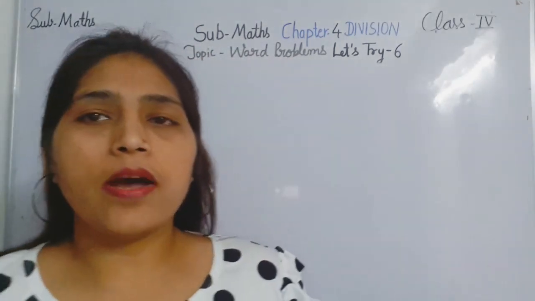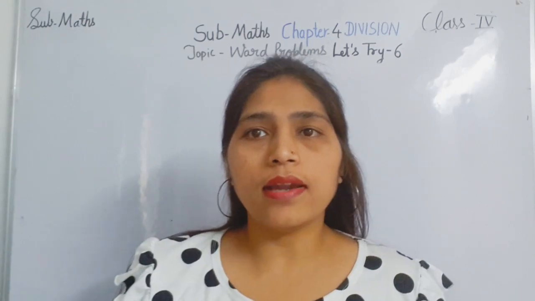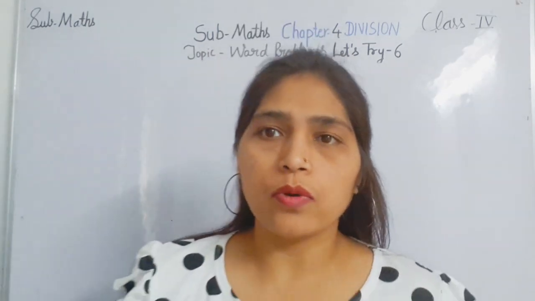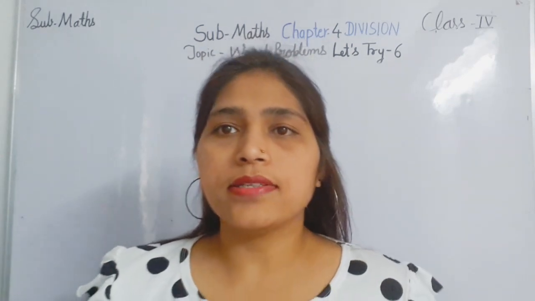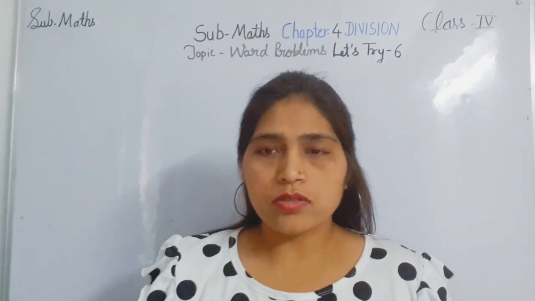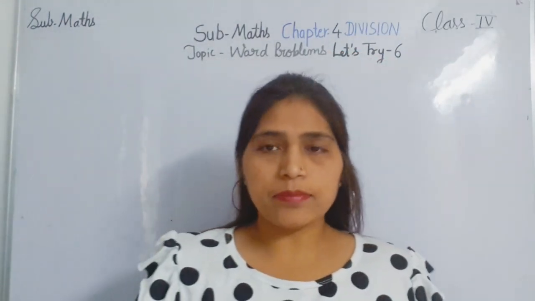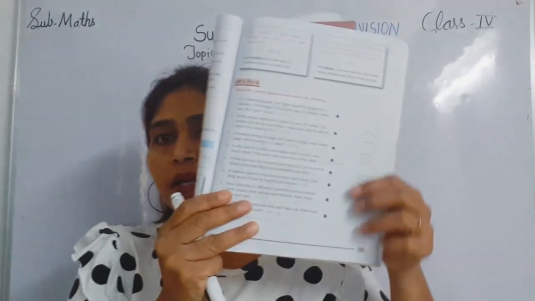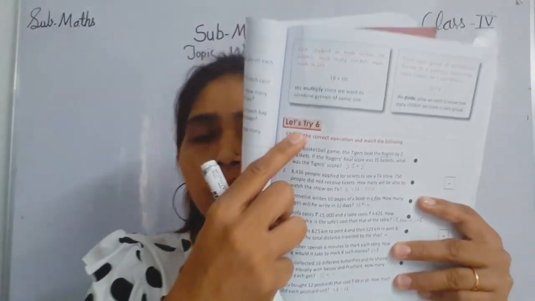Our chapter number 4, division, is going on. In my previous video, we did Let's Try 5 from your course book. In today's video, we are going to do Let's Try 6 from your course book. This is your course book, and I am doing page number 73. Let's Try 6 we are going to do here.